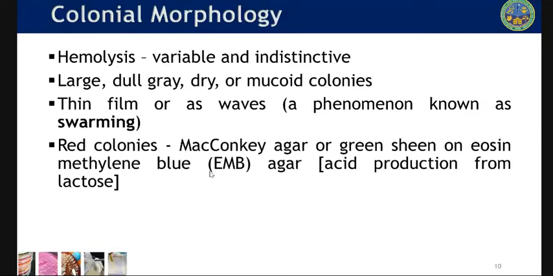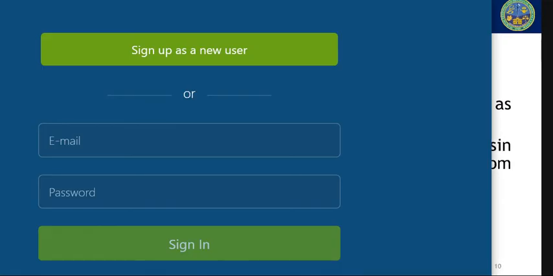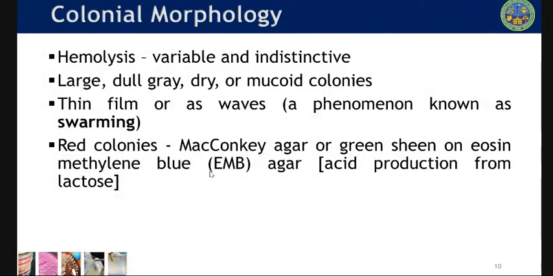So when you say Proteus, you have something like a wave-like fashion of changing form that will present a thin film in waves when you try to culture the organism in the culture media. This swarming phenomenon can be readily observed on sheep's blood agar or horse blood agar plate.